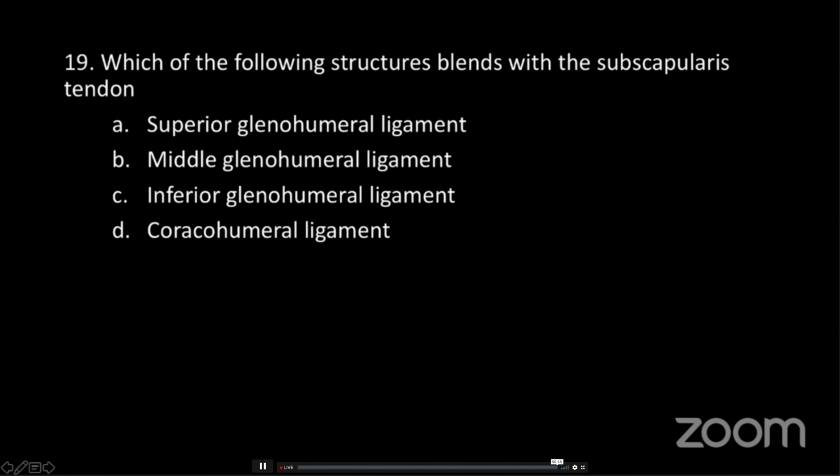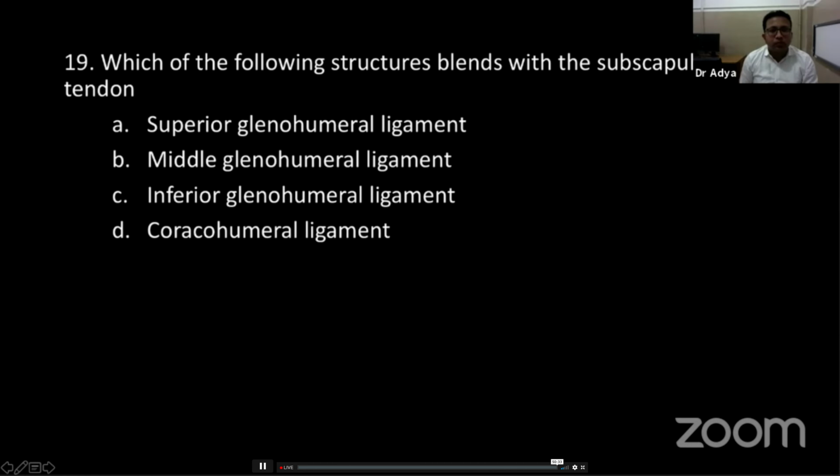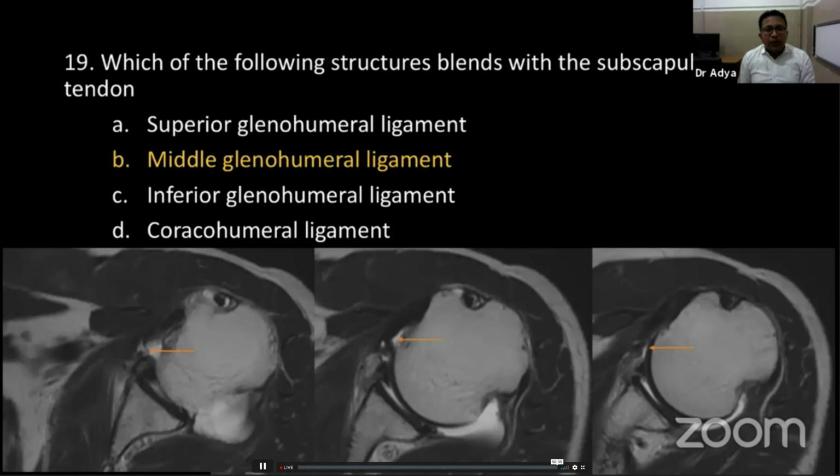I'm ending the poll, sir. So 40% of the attendees have answered C, 25% B, 20% A, and 15% D, sir. Okay. Now, a bit of anatomy about the different glenohumeral ligaments. As I have already shown you, the superior glenohumeral ligament lies within the rotator interval. Now, the answer is B, middle glenohumeral ligament.